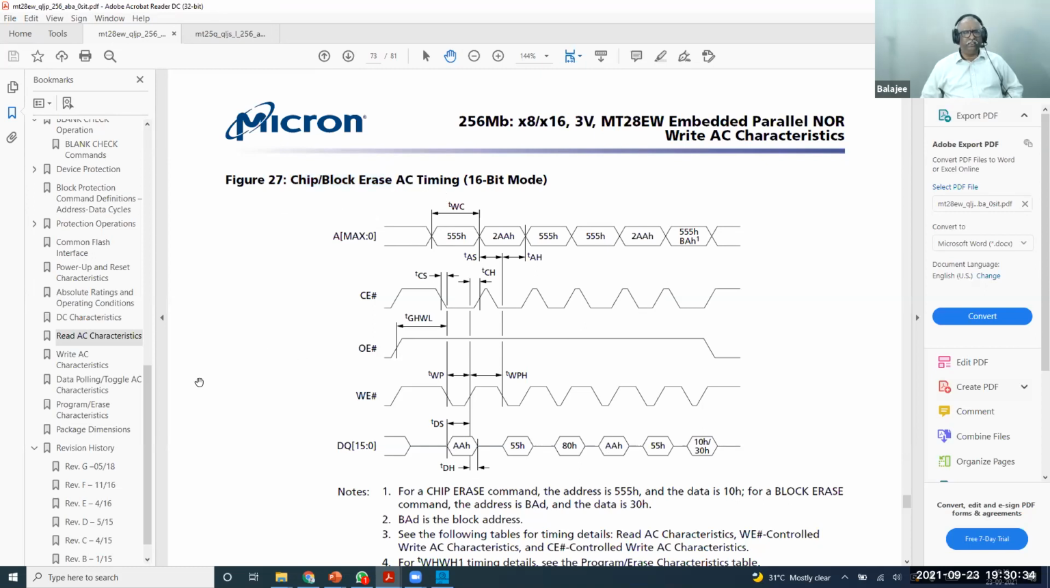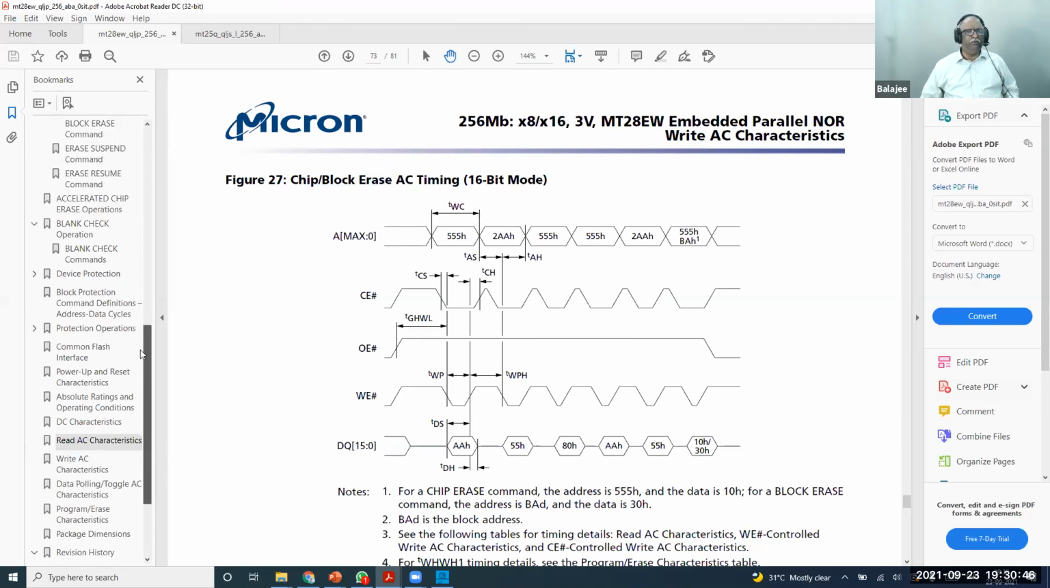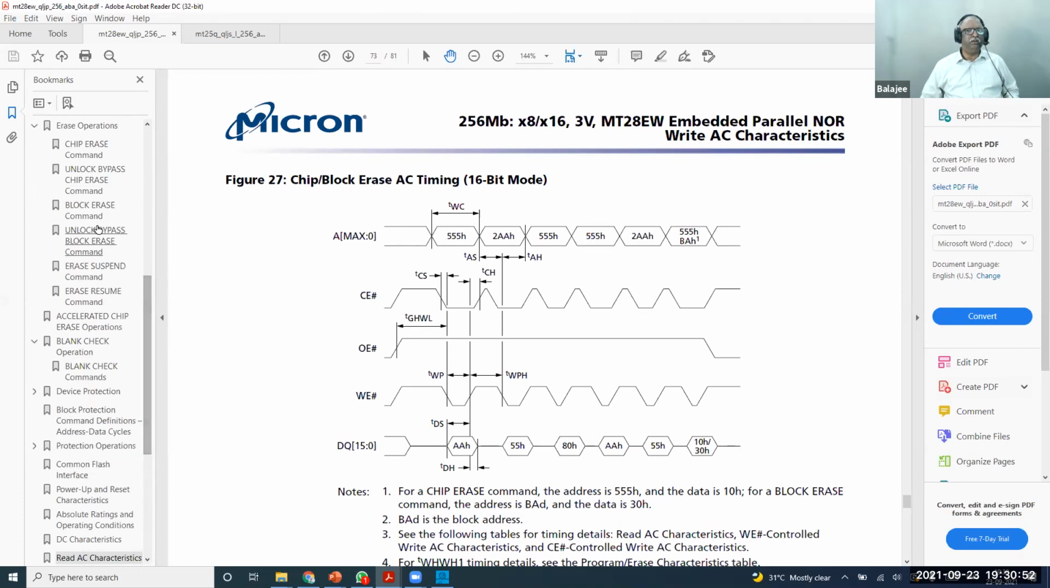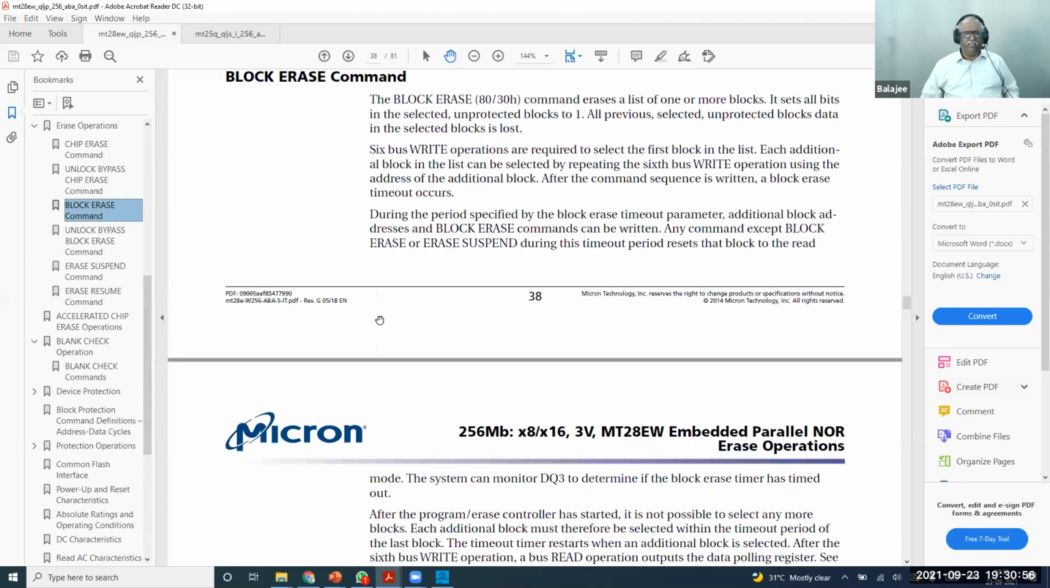But where do you get this data? What address am I supposed to give? You see that 2AAA, I should write 55. 555, I am supposed to write AAA. For that, they will have a command here. See here, they would have given it in the beginning itself, the erase operation. Where is it? Here, block erase. If you see the block erase, they'll have the commands.